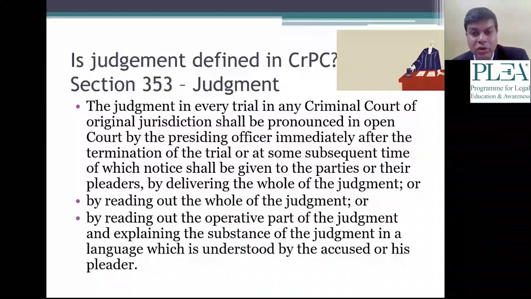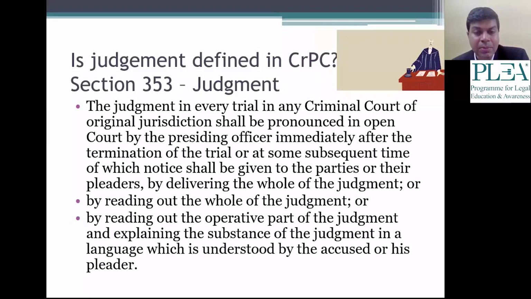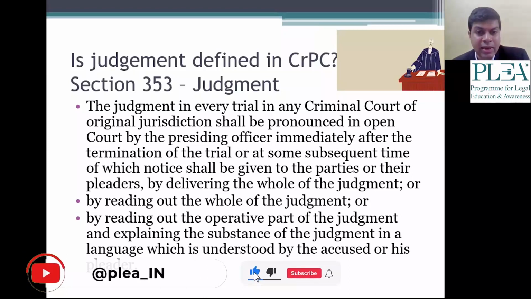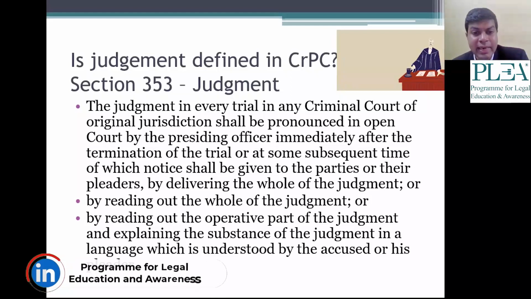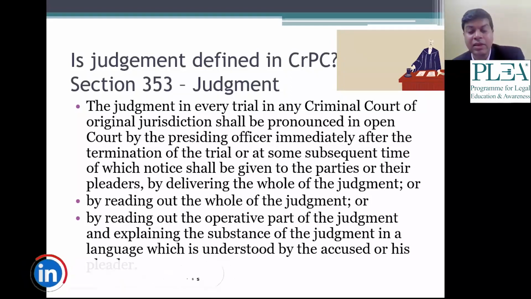Where the judgment is delivered under clause A of subsection 1, the presiding officer shall cause it to be taken down in shorthand, sign the transcript and every page thereof as soon as it is made readily available, and write on it the date of the delivery of the judgment in open court. Where the judgment or the operative part thereof is read out under clause B or clause C of subsection 1, as the case may be, it shall be dated and signed by the presiding officer in open court, and if it is not written with his own hand, every page of the judgment shall be signed by him.